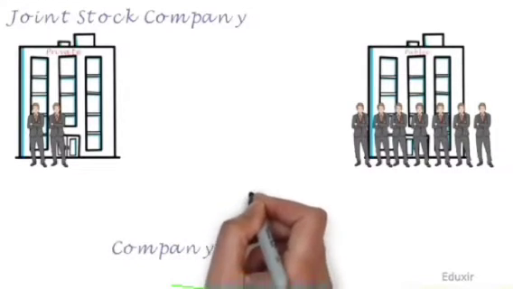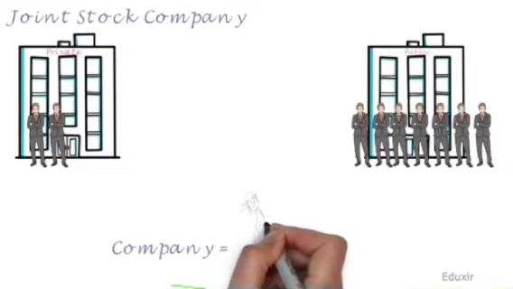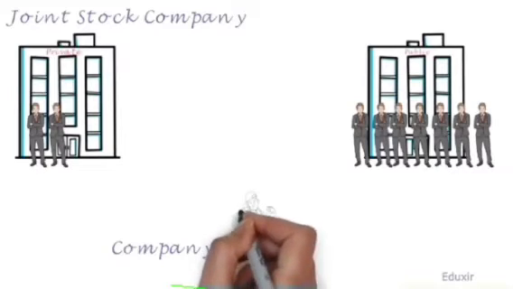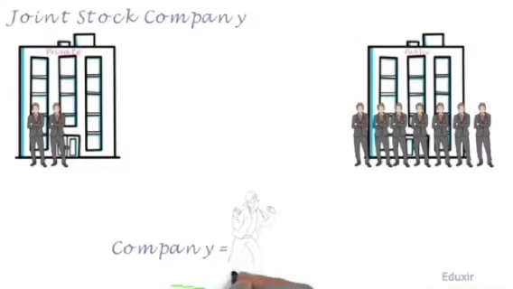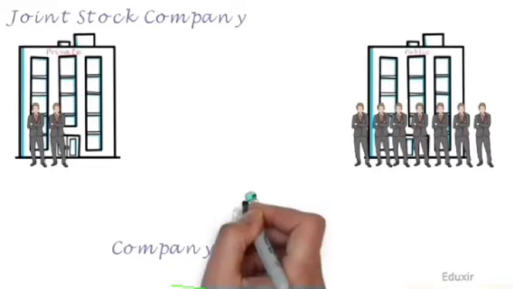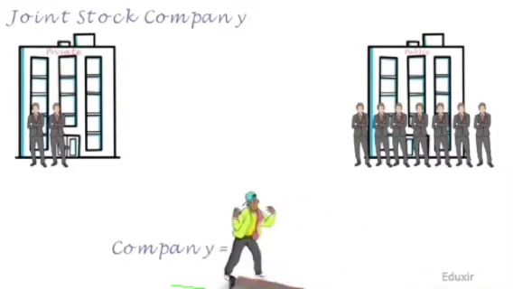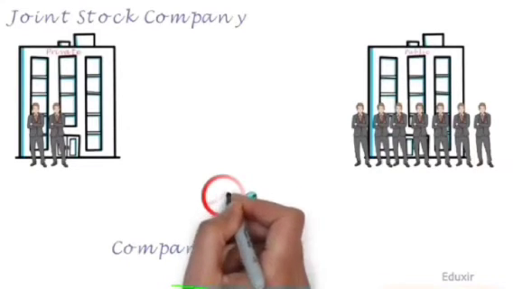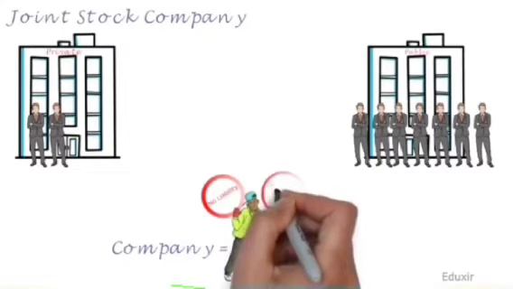Secondly, liability. Both the private and the public limited liability companies have limited liabilities, meaning in the event of liquidation, the shareholders will only lose the amount they have invested in the business, as their personal properties are protected by law.